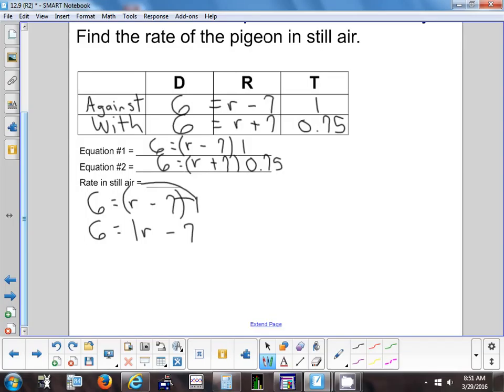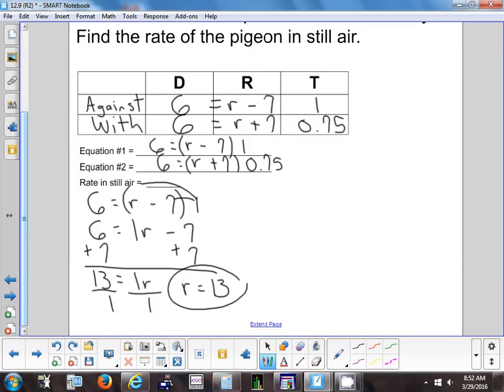Now, I'm just going to move one thing, and I'm done. What do you want to do with the 7? Add 7, you're right. What else am I going to add 7 to, Zach? To the 6. Good. Might as well finish it off now. 6 plus 7 is 13. Equals 1r. I know some of you guys do this. We can divide by 1. If you know r equals 13, that's fine. So your rate equals 13 miles an hour.